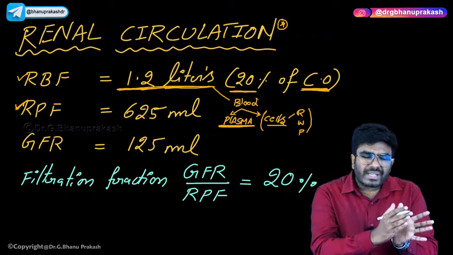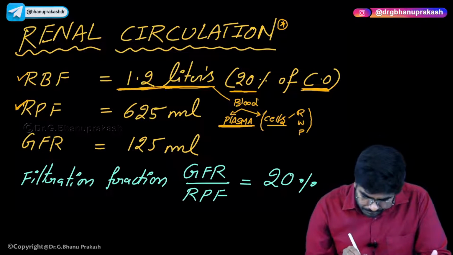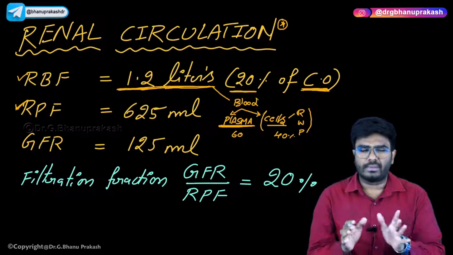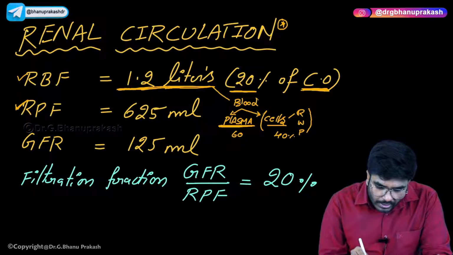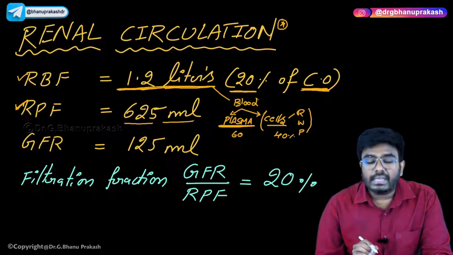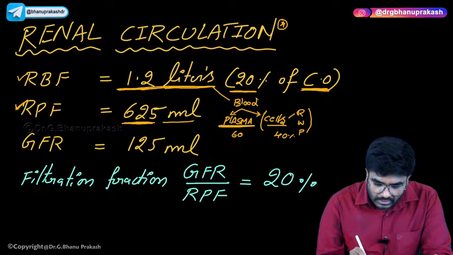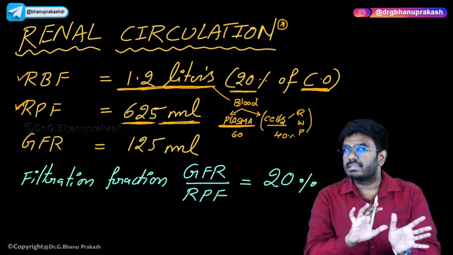So how much plasma is going to the kidneys? We all know usually 60% will be plasma and 40% will be the cell volume. I'm just giving you a broad value. So out of this 1.2 liters, 625 ml will be the liquid component. That is the plasma. The renal plasma flow is 625 ml. This is only the liquid plasma. We have taken out the cells.